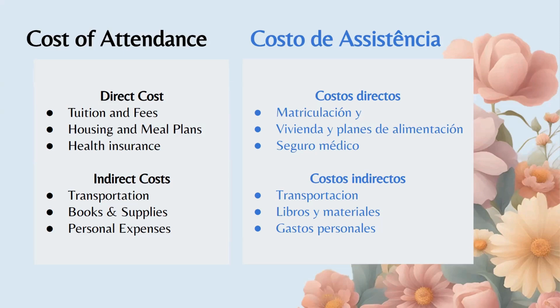Now, indirect costs include transportation, just in case the student isn't planning to live on campus. Are they going to be traveling through bus or through car? And then books and supplies. Most classes require textbooks, and then other personal expenses. So these are important to note when making a calculation of how much it'll cost to attend each school that you plan to apply to.